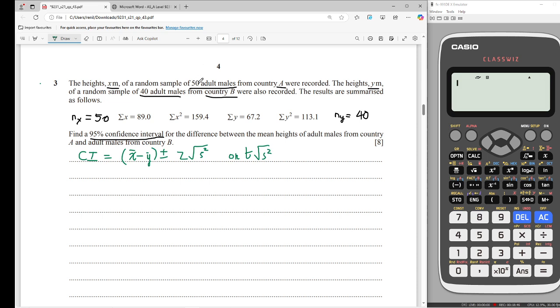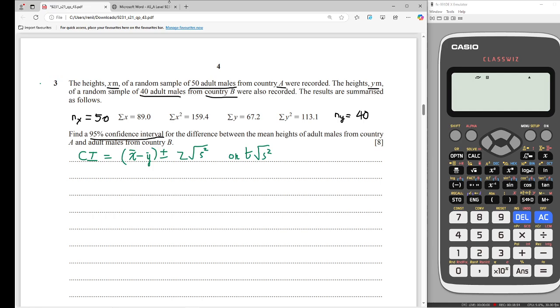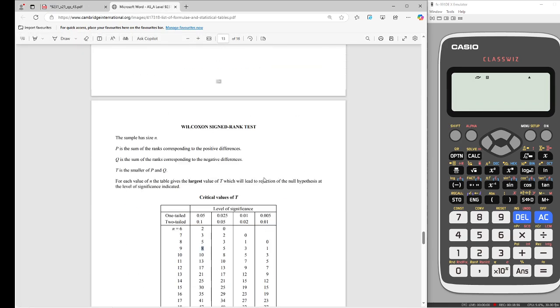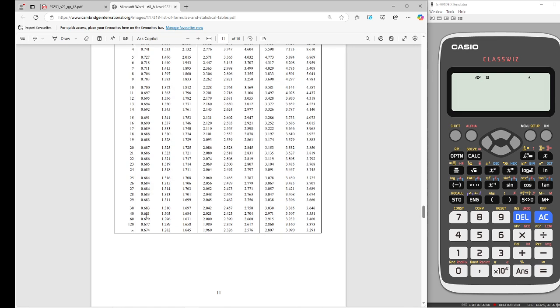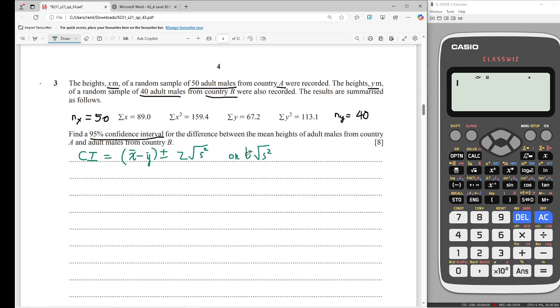Since our sample sizes are 50 and 40, our degrees of freedom in this case would be the sum of 50 and 40, minus 2, which is 88. Looking at the T distribution table, there is no degree of freedom of 88 which gives a corresponding value. Hence, we are not using a T value, which means we are going to use the Z value. So Z times root of S2.